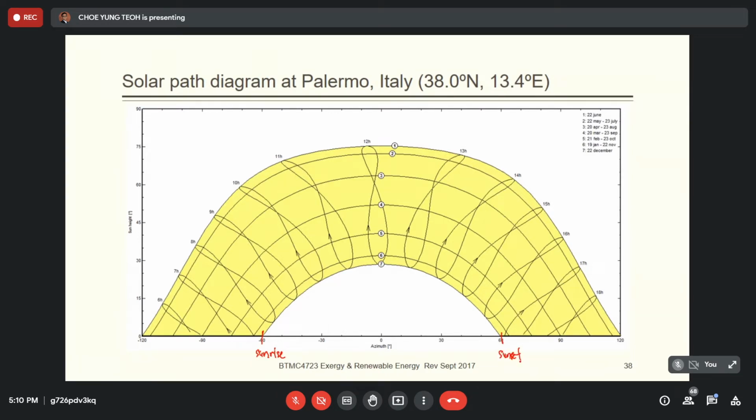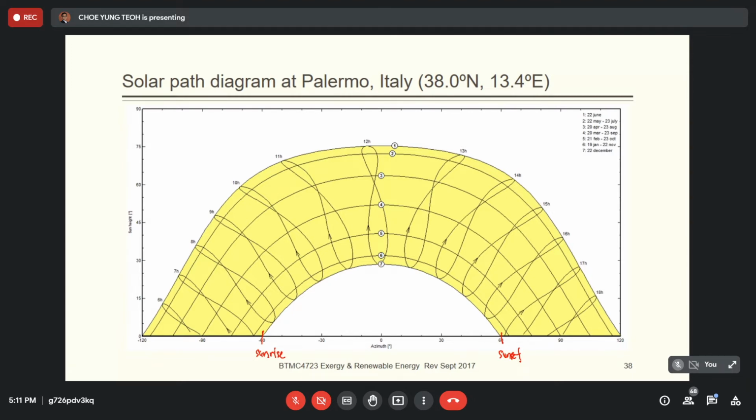So it means that now we need to know the time. Then we can only know the duration. From the graph, it only gives us the altitude angle and azimuth angle. Okay, so how are we going to know the time at sunrise?